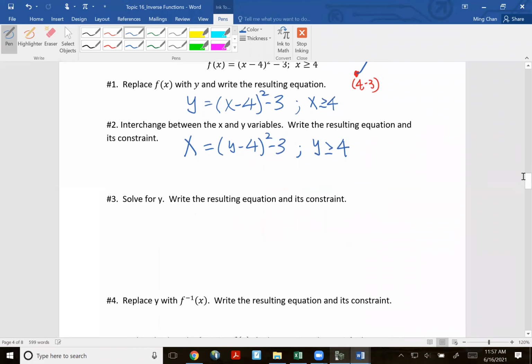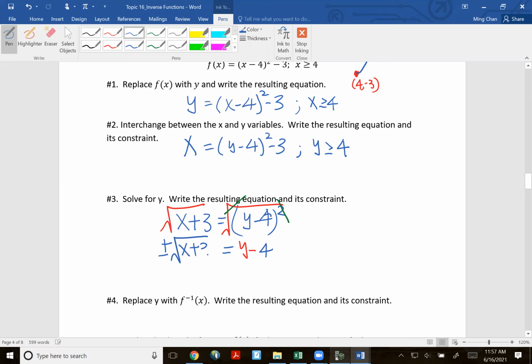All right, solving for y. So I'm gonna move the -3 over, so I can isolate the square term, so I can take a square root on both sides. This problem gives a lot of students trouble because of its conditions. Square and square root cancels out. This is y minus 4 equals. Normally, when we take a square root on both sides, the answer is always positive and negative. Square root of x plus 3.